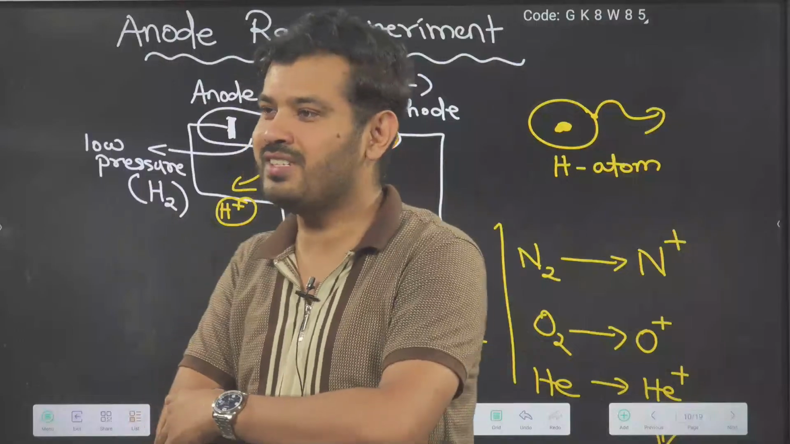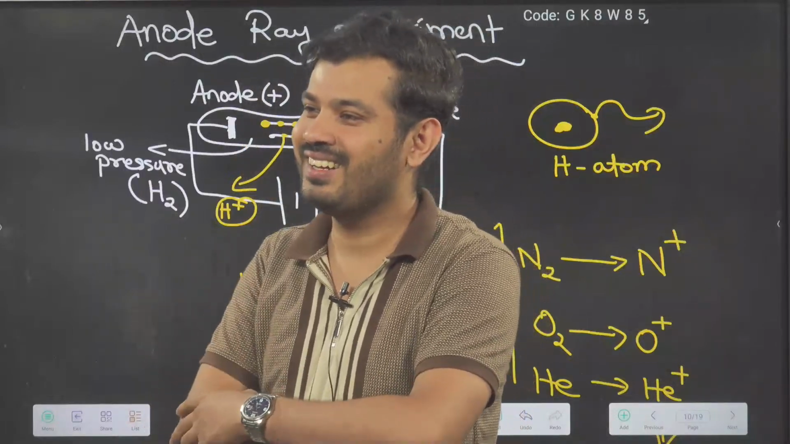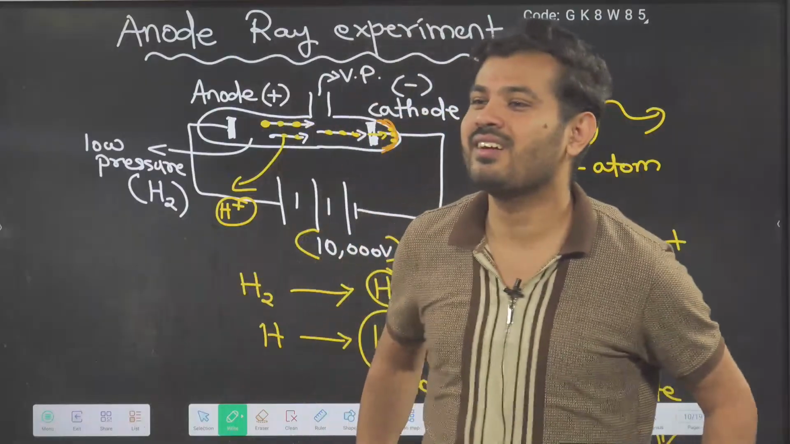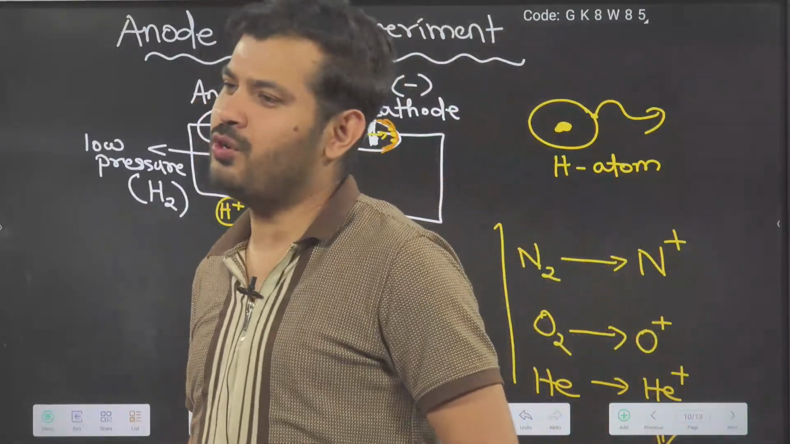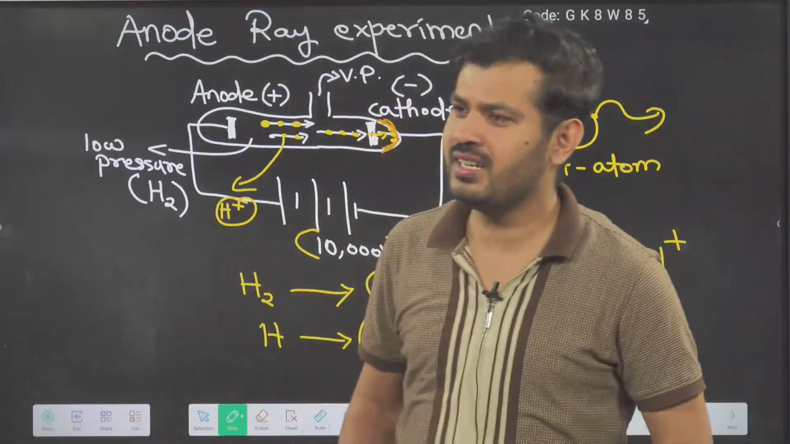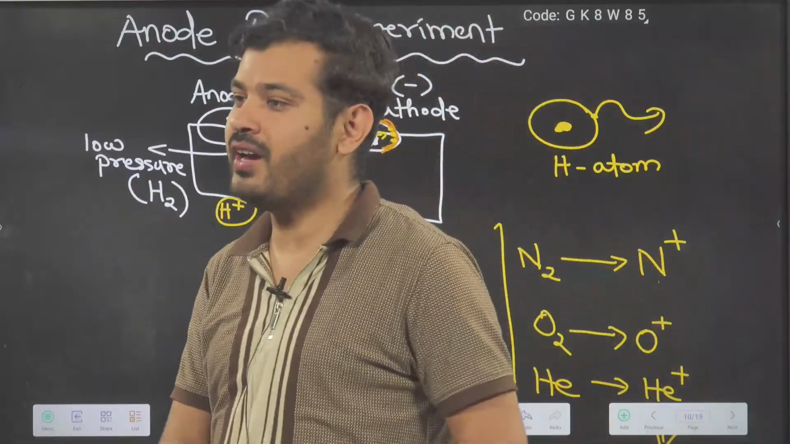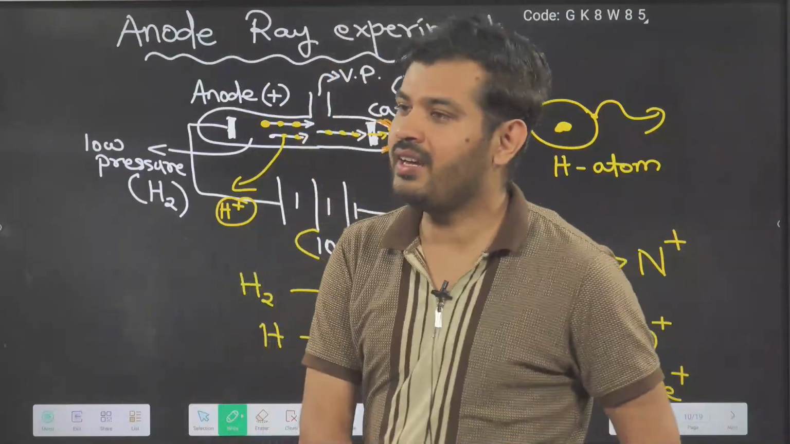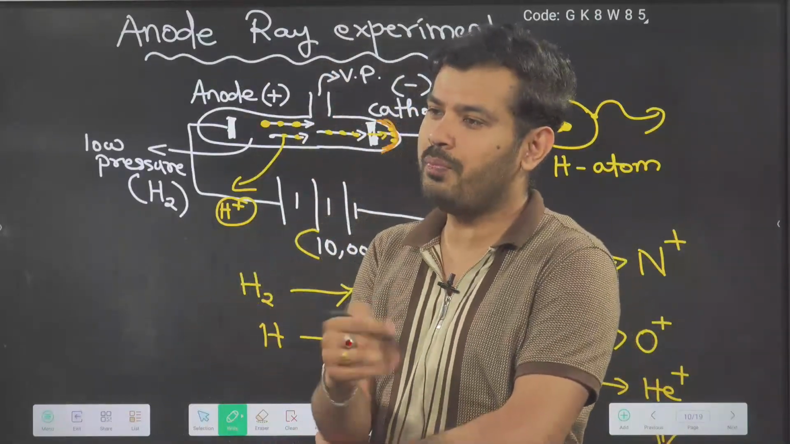From XYZ. Don't say XYZ. I told it that way, but I explained it. From where does the anode ray start? Middle of the tube. Don't say middle of the tube. Sir, if we take oxygen, then which ion will be present? It may be O2 plus or O plus.